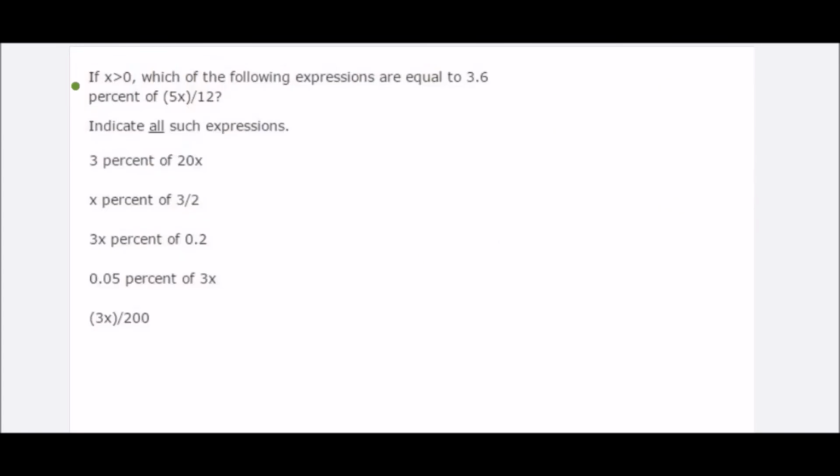So here is our next question. If X is greater than 0, that is positive value, which of the following expressions are equal to 3.6% of 5x by 2L? So that will become 3.6% of 5x by 2L. We'll analyze this. 3.6 divided by 100 into 5x by 2L. We have to indicate all such expressions. So all possible values we have to choose. So one by one we will solve it.